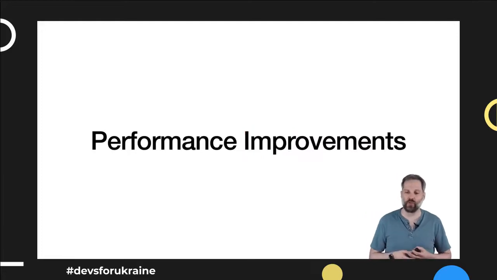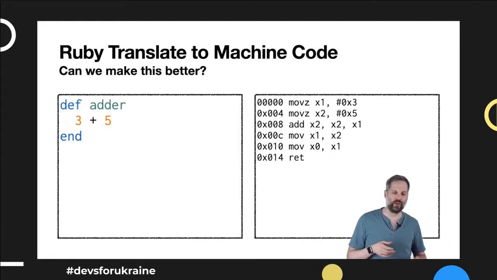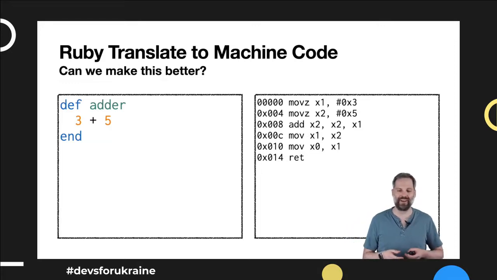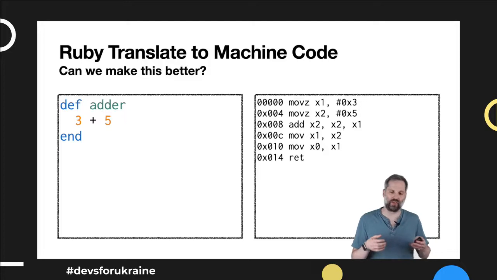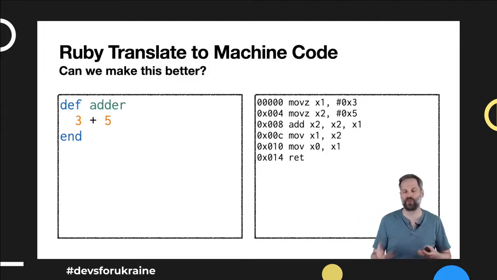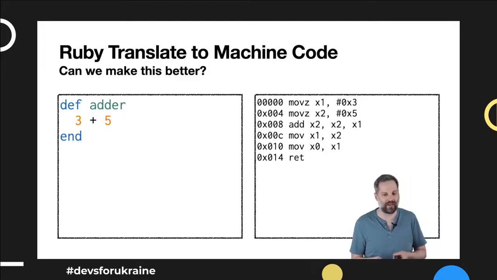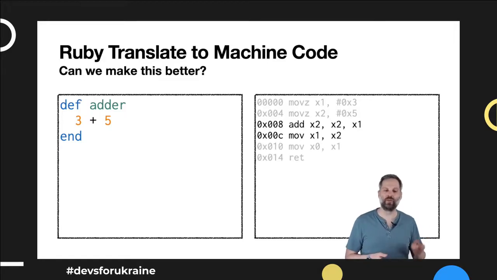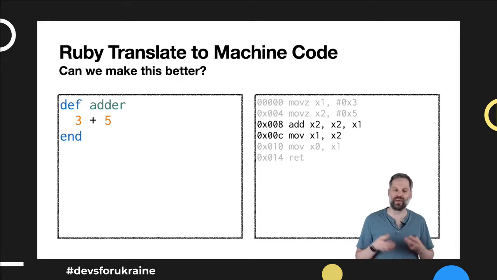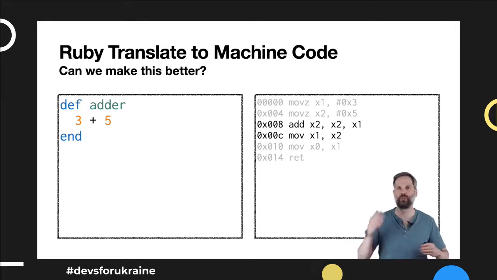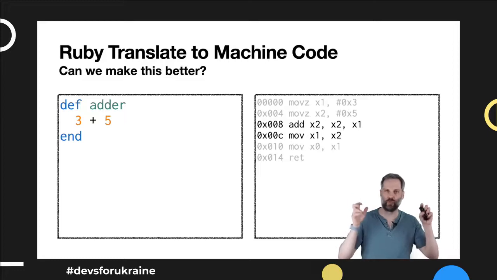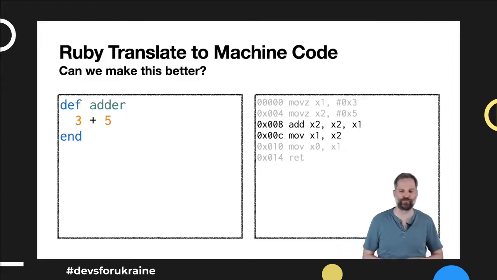Now, there's a few performance improvements we could do. In this particular example, we wrote a really simple translator, and we've got machine code as output, but just because we wrote machine code doesn't mean that it's necessarily fast. So can we make this machine code smaller? We actually can. You'll see there's two instructions here. When we do the add, we add the two values, and then we write the result of that add to this virtual stack, which is actually a machine register.